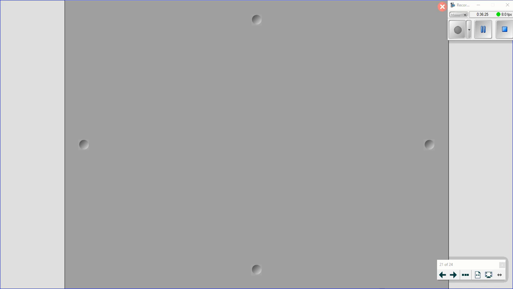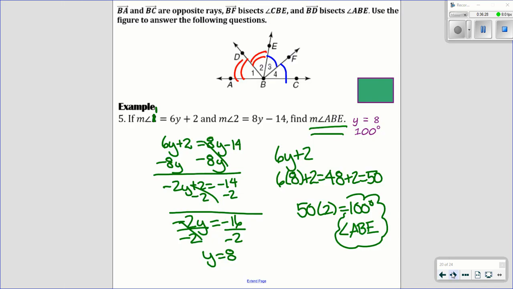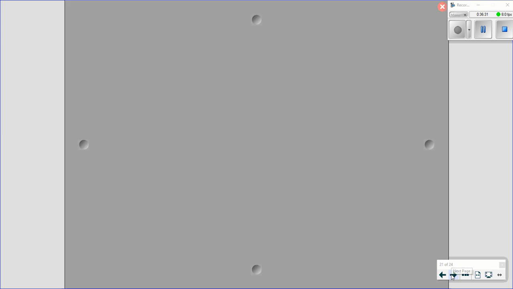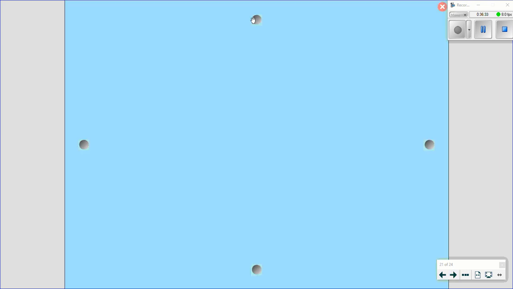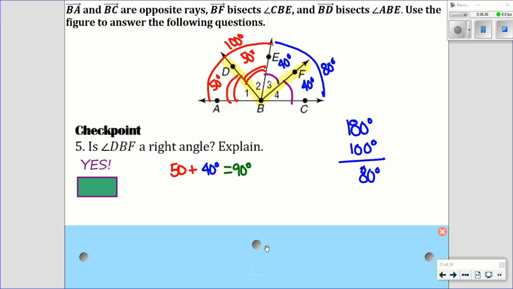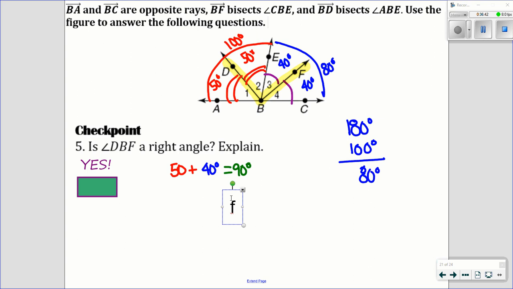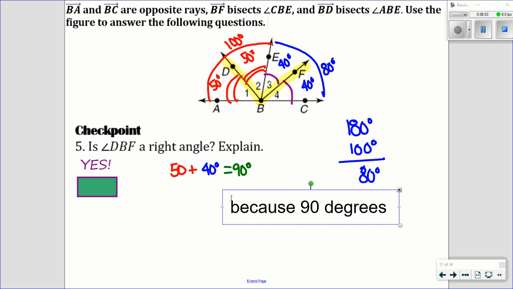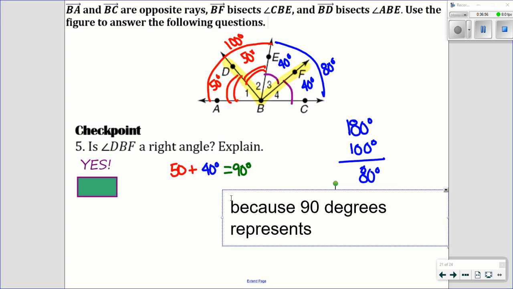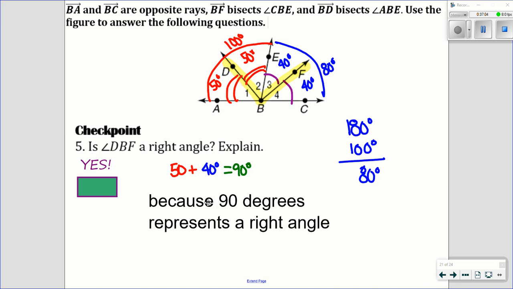Oh, whoops. What did I do? That was weird. Let me get that out of there. I was trying to write something because, yes, 90 degrees represents a right angle. So there you go.